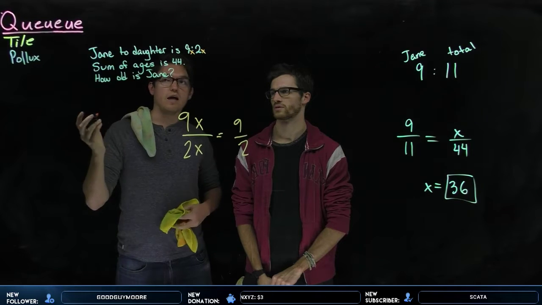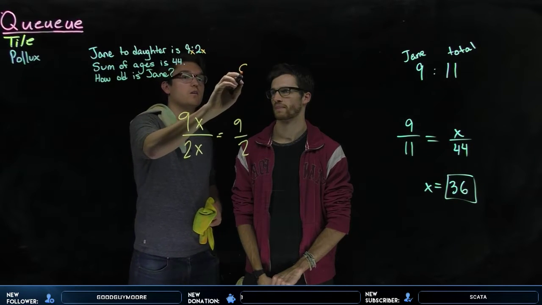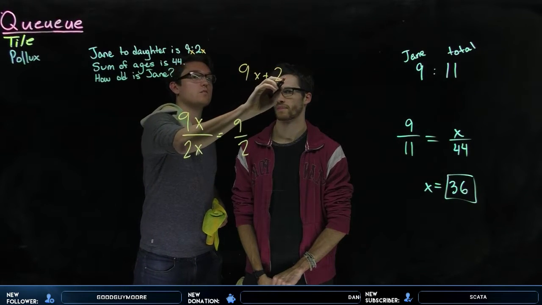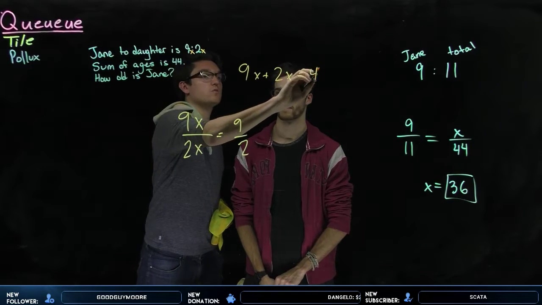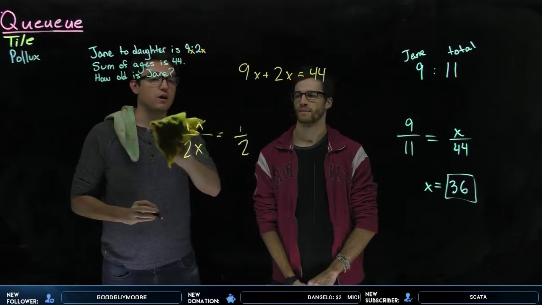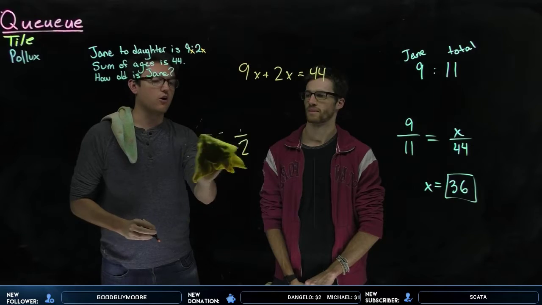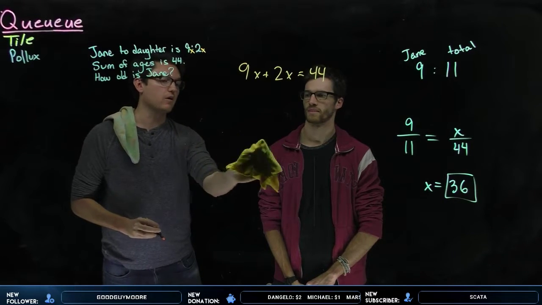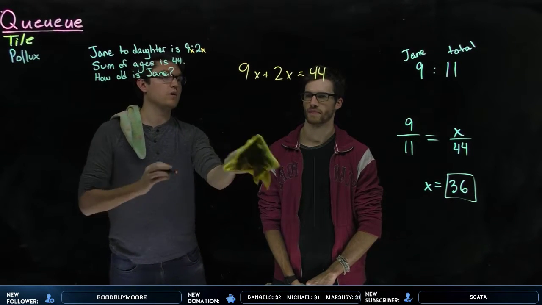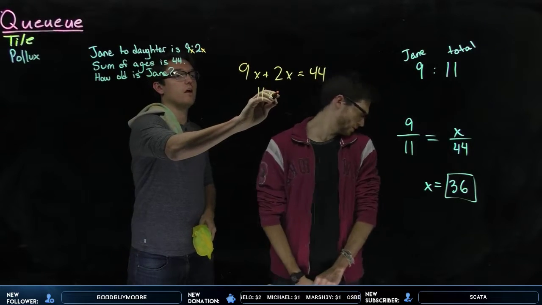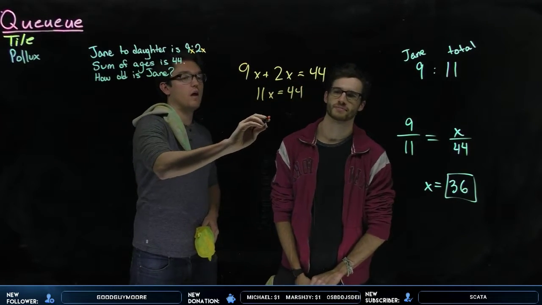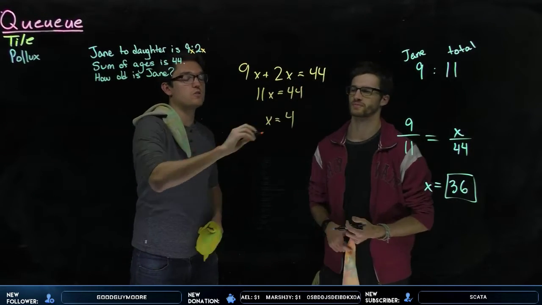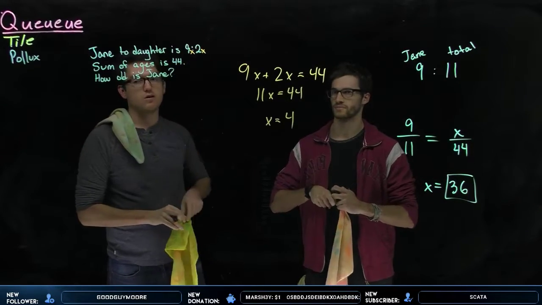Set up an equation. The sum of their ages is 44. So 9x plus 2x will be 44. What this will solve for is your multiplier: how much bigger their ages are than 9 to 2, how many times bigger. So in this case, 11x is 44. X is going to be 4, which means all of their ages are 4 times bigger than 9 and 2.